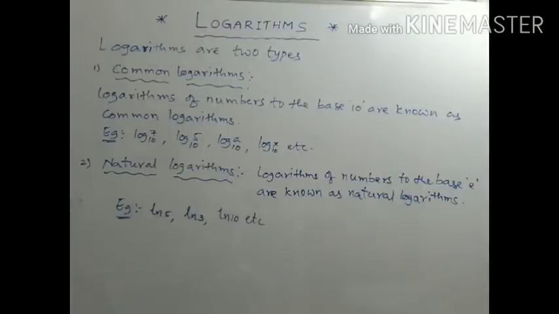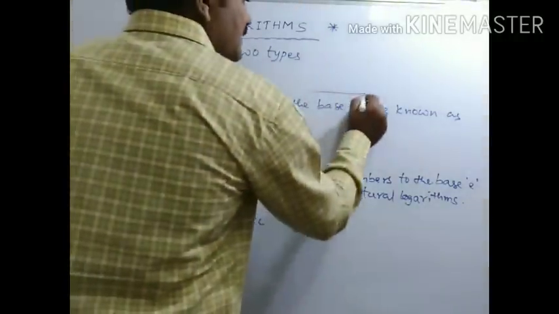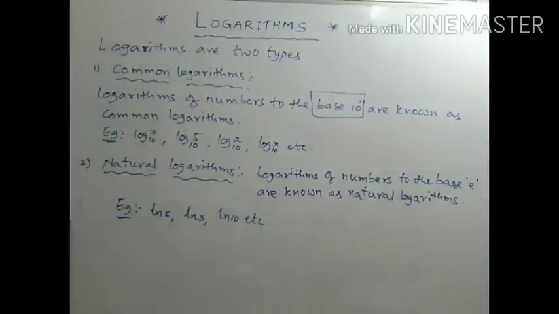Now about types of logarithms. In general, logarithms are divided into two types: common logarithms and natural logarithms. One is common logarithms, the second one is natural logarithms. Let us see when we can say it is a common logarithm. Logarithms of numbers to the base 10, this is very important, to the base 10, are known as common logarithms.